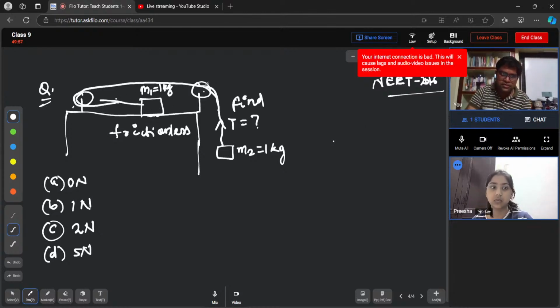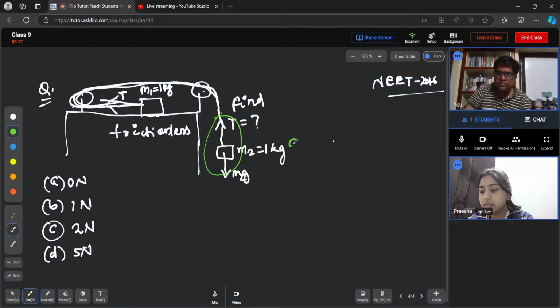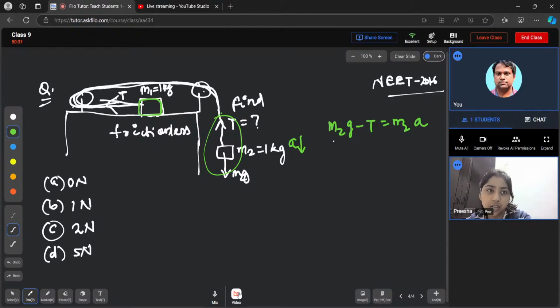It's frictionless. So here it is a single string, so the same tension will be here also, right? Yes, sir. So the equation here will be M2g downward. What is the equation for this part? M2g minus T is equal to M2a. And here, T is equal to M1a.